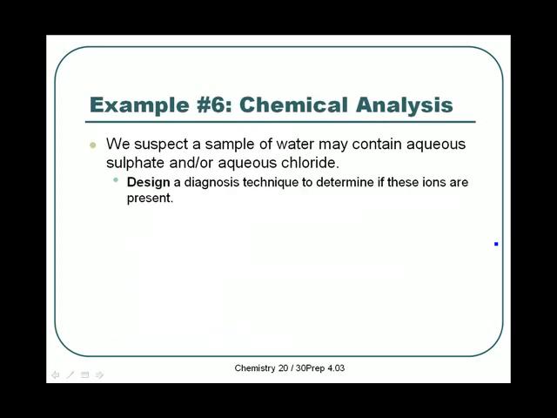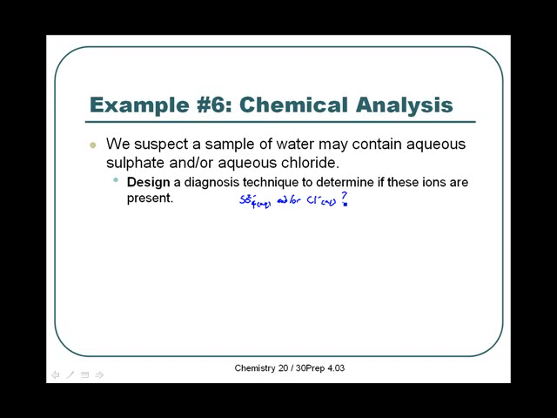So here's an example. We suspect a sample of water may contain sulfate and or aqueous chloride ions. So we're going to design a diagnostic test, or a series of steps, in order to find out if these things are present. We're going to start with just drawing a little flow chart here. We're looking for whether or not there's sulfate and or, so it could be one, both, or neither, and chloride ions in a solution.